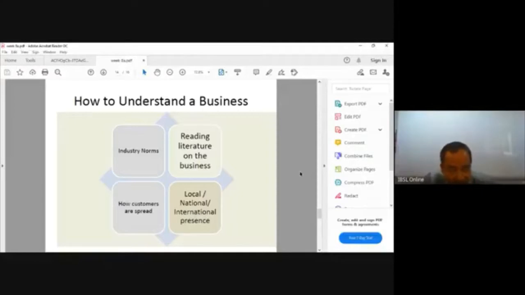So that idea you should have, right? Industry norm, what is the industry norm? Different industries have different ways of operating. If you know the industry norm, only then will you be able to deal with that particular customer. Otherwise, people will take you for granted. They can cheat.